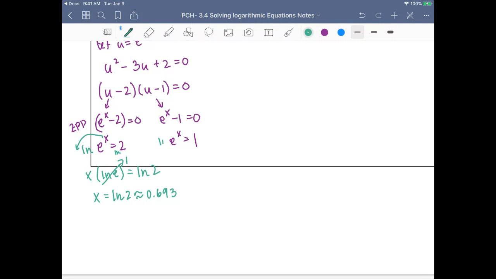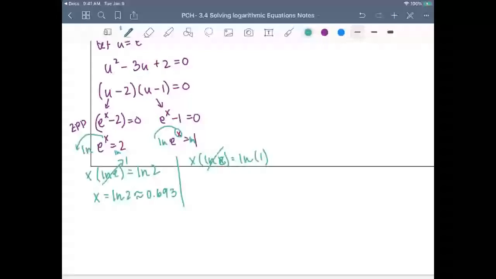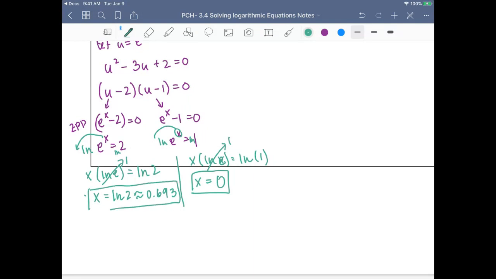Ooh, this one's easy. Okay, so power property, x times ln of e is equal to the ln of 1. E is equal to 1. So x is equal to, okay, what is e to the what power gives you 1? E to the 0 power. So I have two answers, 0 and ln of 2, or 0.693.